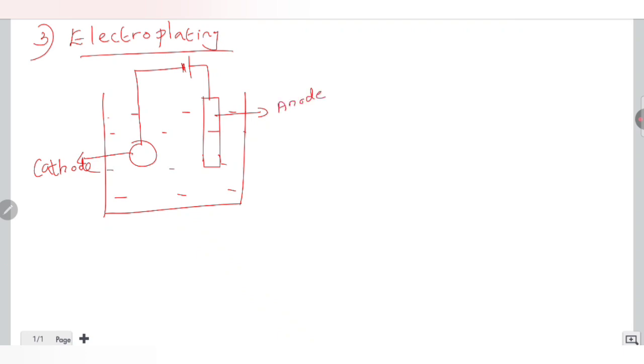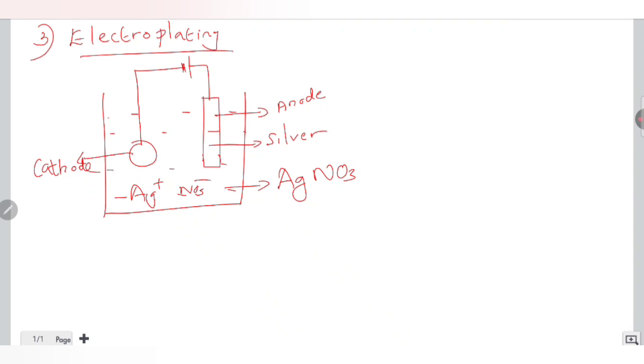So if you are plating silver on this ring, then this anode must be made up of silver. Okay, and then the electrolyte must be a solution of silver. So usually if it's silver, we use silver nitrate, AgNO3. So that means we have Ag+ and NO3- in the solution.